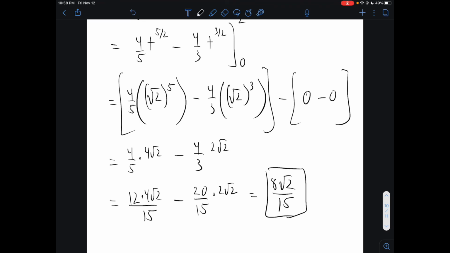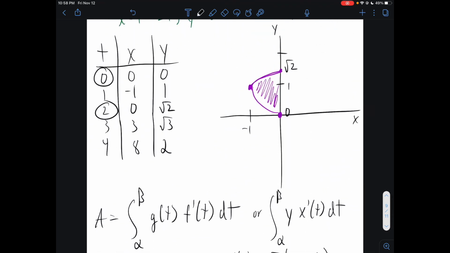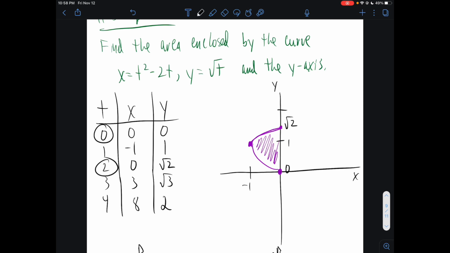Which we should expect. If we think of the shape that we see here, it's above the x-axis. And so we should expect, if we thought of this as y equal a function of x, which it isn't because it fails the vertical line test, but we could split this up, and then we could add the two areas, we would expect that it's something positive.